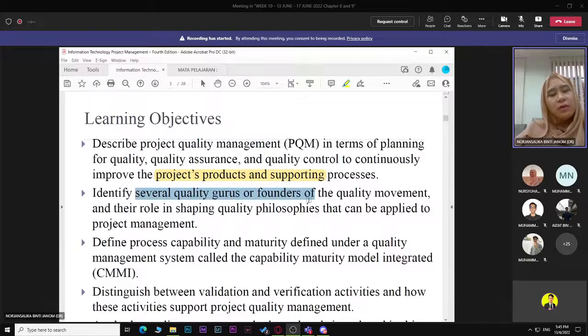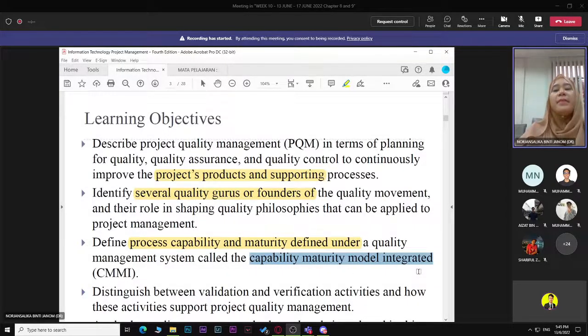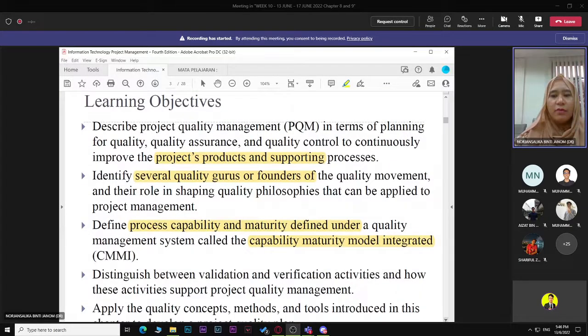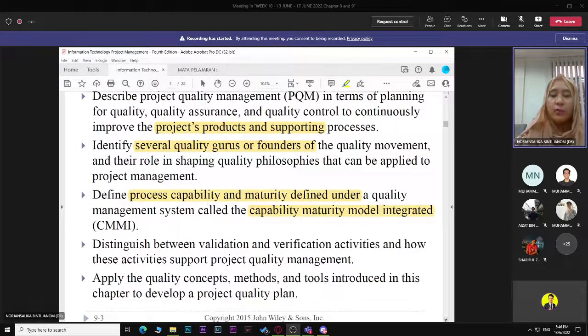And we will talk about certain gurus and so on. And most important, when we talk about capability and maturity, we are talking about one of the most popular maturity models that you can use to show how good your organization is in benchmarking with the other competitors. The framework will provide you with this technique, the standard, okay, the standard that can be used. And of course, all of you are in project, FYP project.